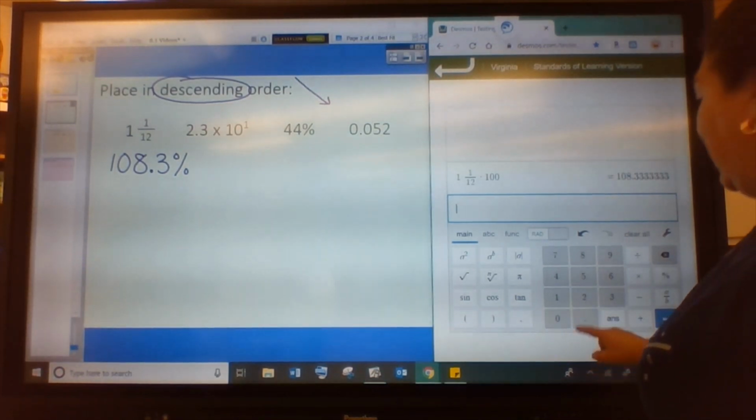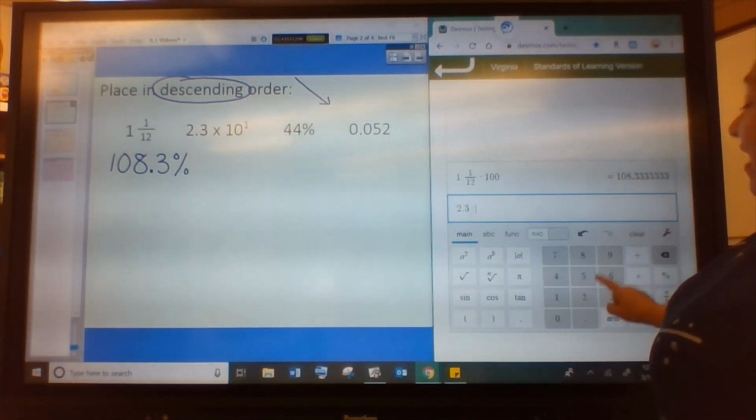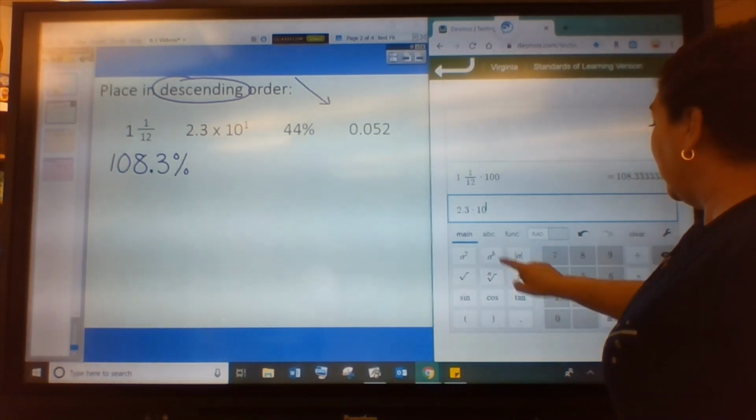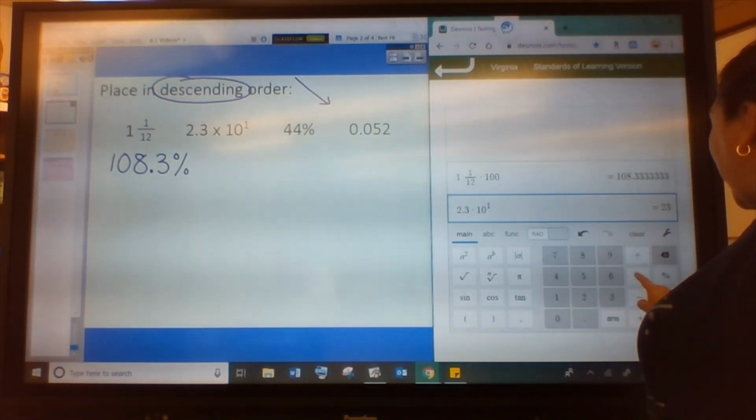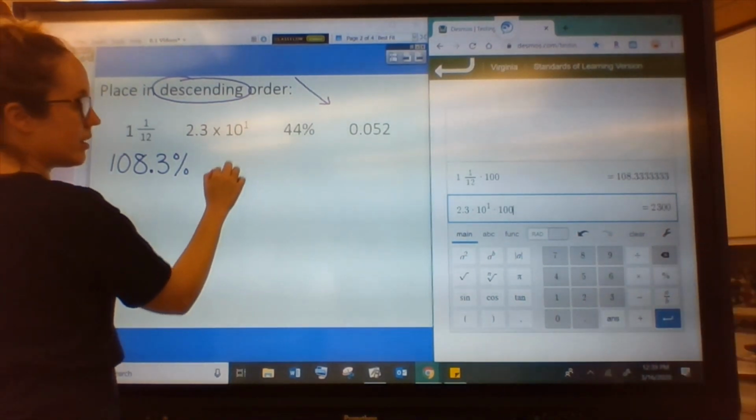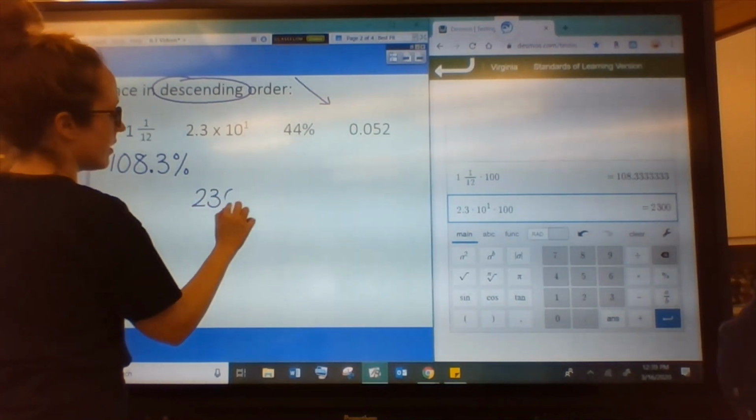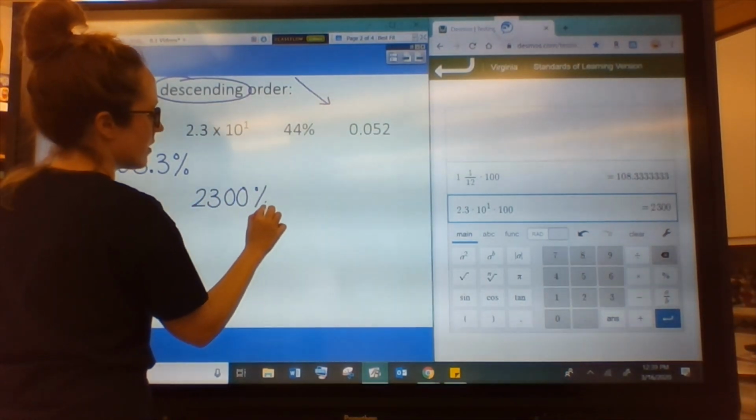So let's go to the next one. 2.3 times 10 to the first power. And then we're going to multiply it by 100. And we get 2,300%. That's a big old percent, isn't it?